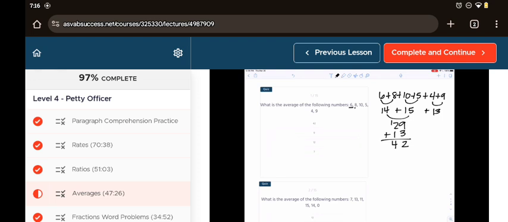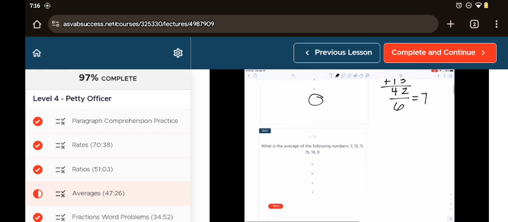How many numbers are there? 1, 2, 3, 4, 5, 6. So I'm going to do 42 divided by 6 equals 7. And that's my answer. All right, let's do number 2.